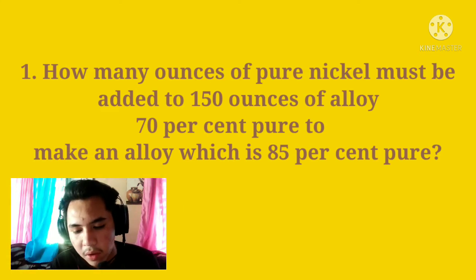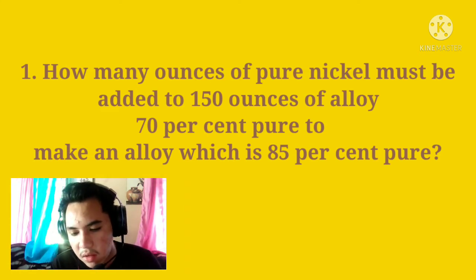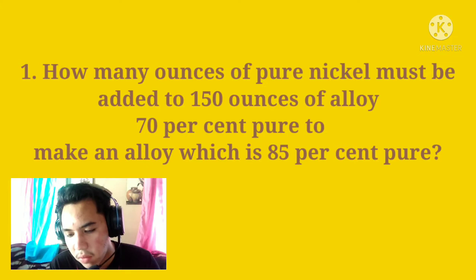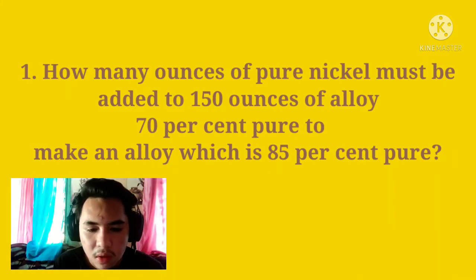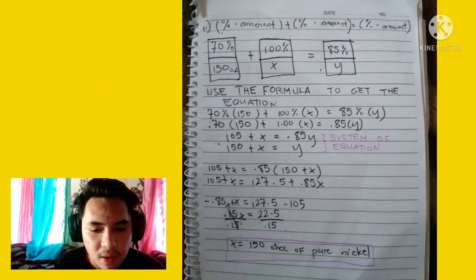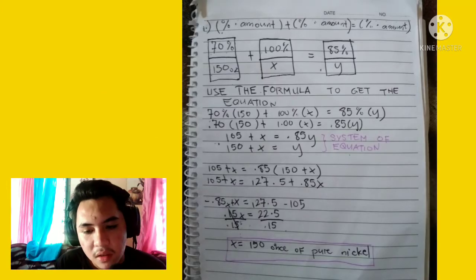So for our problem number 1, we have here: how many ounces of pure nickel must be added to 150 ounces of alloy 70% pure to make an alloy which is 85%? So we're going to use the formula: percentage times amount plus percentage times amount equals percentage times amount.